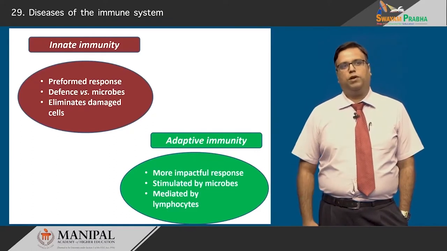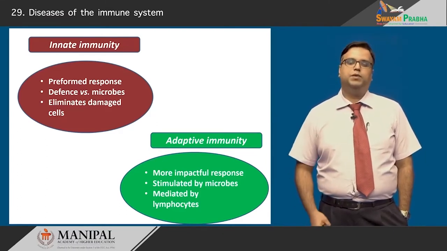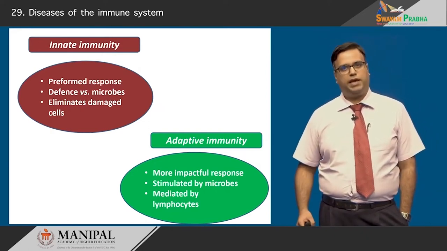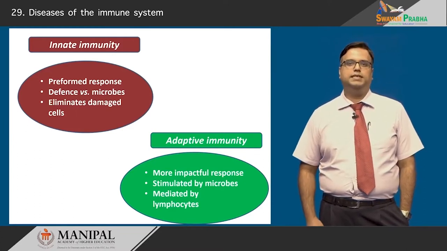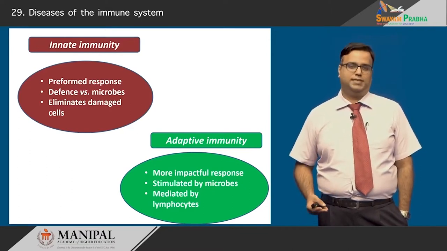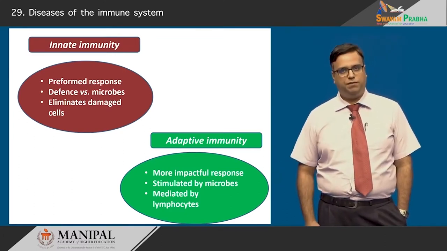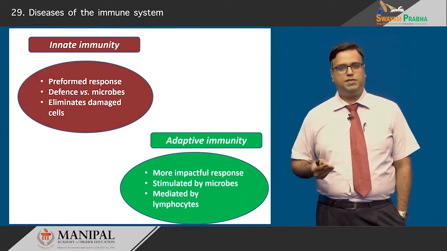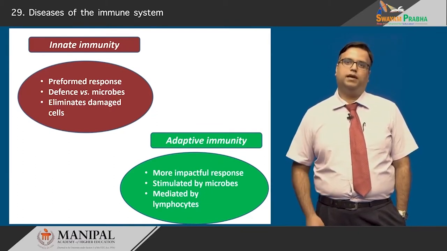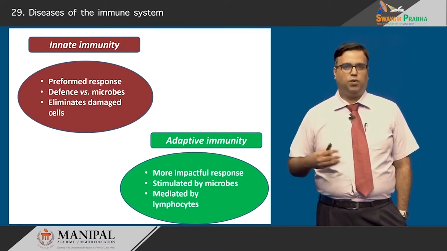If asked as a straw poll, what are the types of immunity? The natural answers would be innate and adaptive, and we know what they are. Innate immunity is preformed, something that we are endowed with, and it is the primary source of defense against microorganisms. The problem with such innate immunity is that it is short-lived, and it does not have a long-term memory. Though it eliminates the damaged cells, the response is not a long-lasting one. In contrast, you have what is called adaptive immunity, which has a more robust and impactful response. It is stimulated by microorganisms, and it is mediated by lymphocytes. Now, whenever we refer to immunity in general, it is adaptive immunity that we'll be speaking of henceforth.